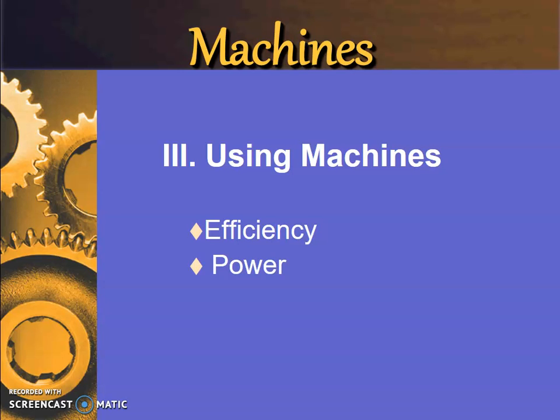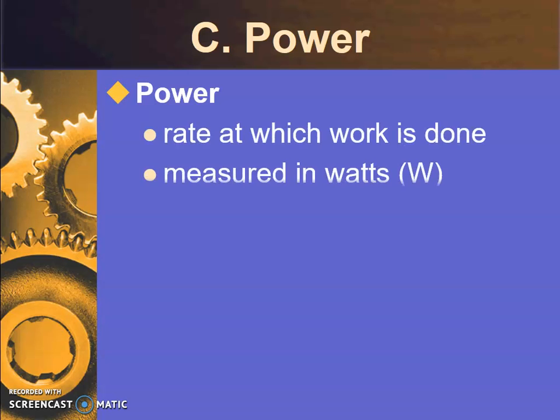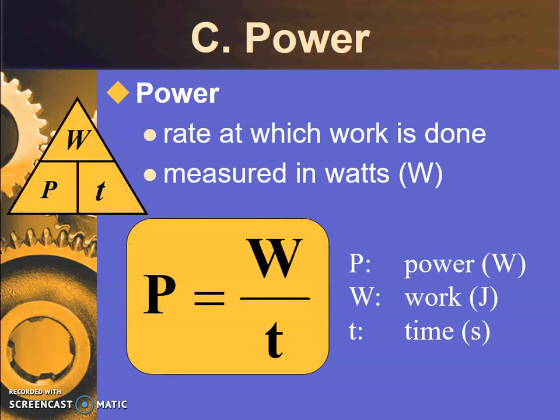Now that we have had some practice calculating the efficiency of a machine, let's talk about the power of a machine and how we can calculate that. So what is power? Power is a measurement of the rate at which work is done. So how quickly does the machine do the work, or how quickly is the work being done? It doesn't necessarily have to be a machine.